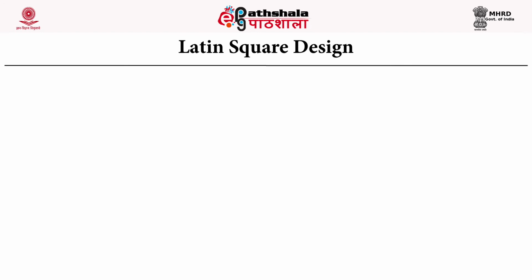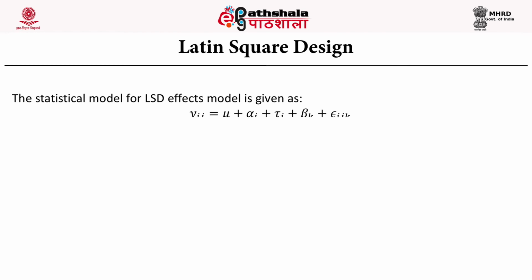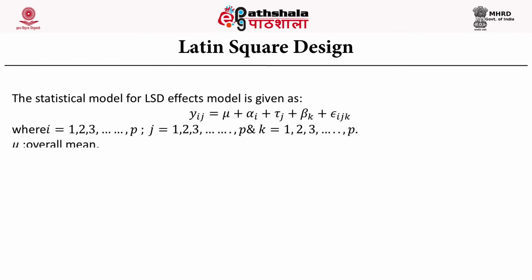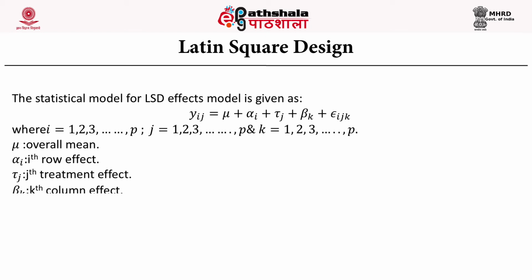The statistical model for the LSD effect model is given as Y_ijk = mu + alpha_i + tau_j + beta_k + epsilon_ijk, where i varies from 1 to p, j from 1 to p, and k varies from 1 to p. Here mu represents the overall mean, alpha_i is the ith row effect, tau_j is the jth treatment effect, beta_k is the kth column effect, and epsilon_ijk represents the error term, which follows a normal distribution with mean 0 and variance sigma square.